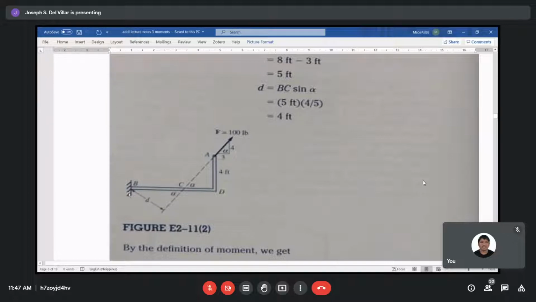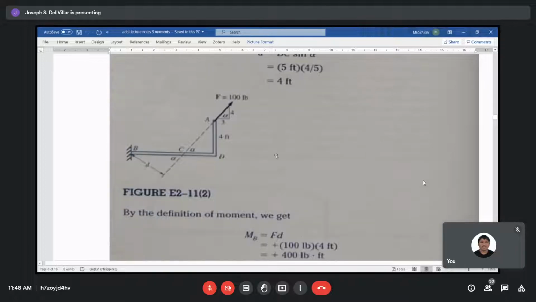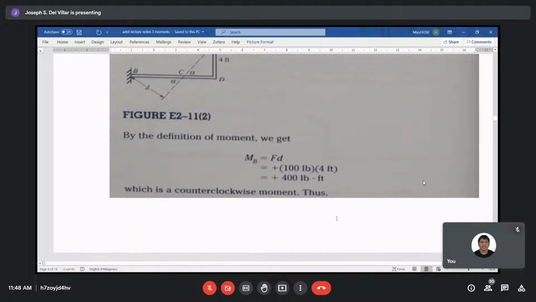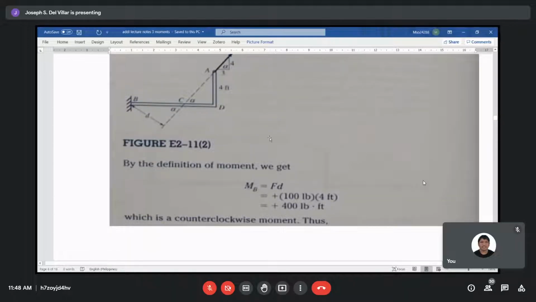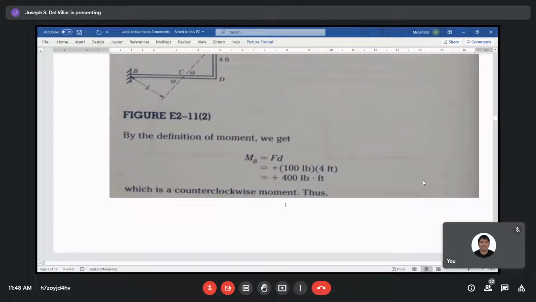Yung hypotenuse nitong right triangle. Now, the D is one of the legs. So, apply nyo na naman yung Pythagorean theorem. So, sine of alpha, opposite, which is D divided by BC. And that will give you 4 feet. Okay? So 4 feet times 100, direct na, wag nyo nang gagalawin yung 100 kasi nga D na lang ang kinompute natin. So that is 400 pound-foot. Okay? And the effect is, anong effect nito? Counterclockwise, di ba? Okay? Positive sign.